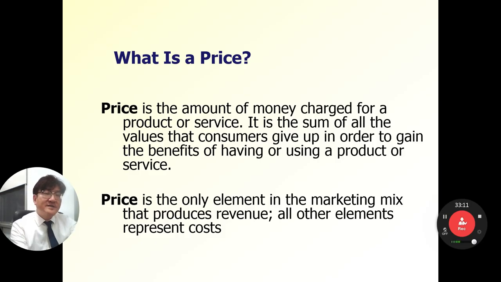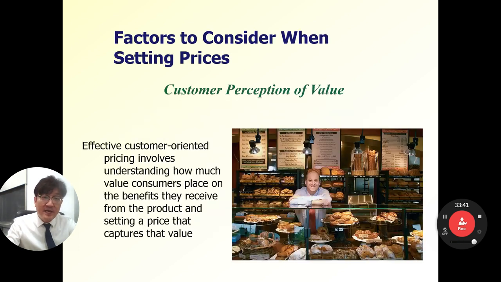Since price is the easiest element to modify or amend, it becomes a very handy tool for the marketer, right? If you want to change the product, it takes time. But if you want to change the price, you can do that right away, right? That is the key difference between price and the other three elements of the 4Ps.